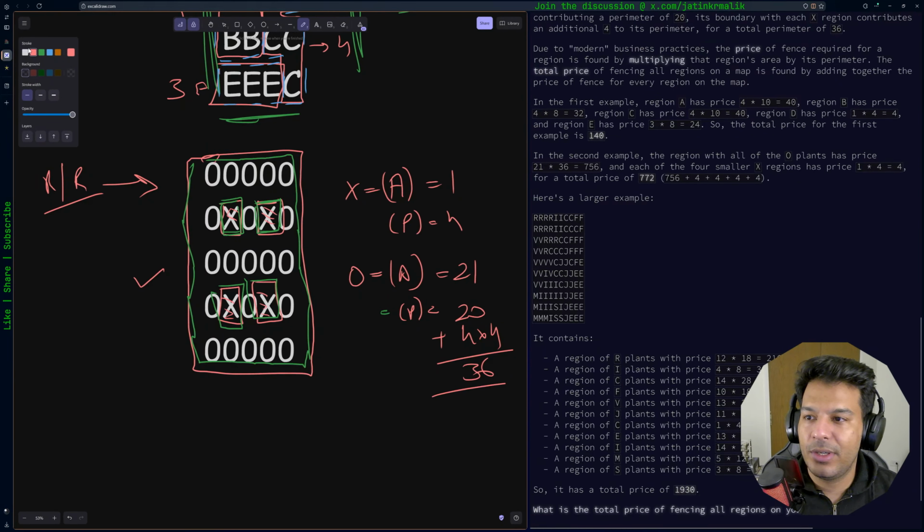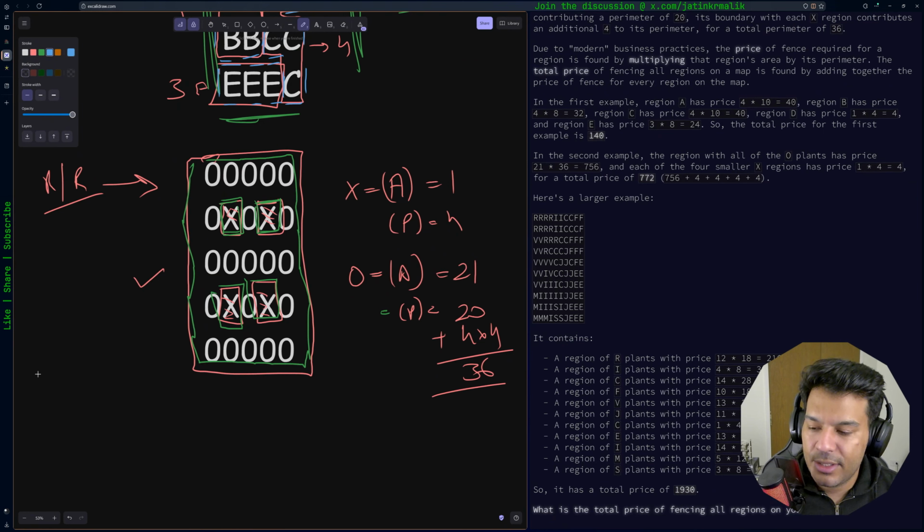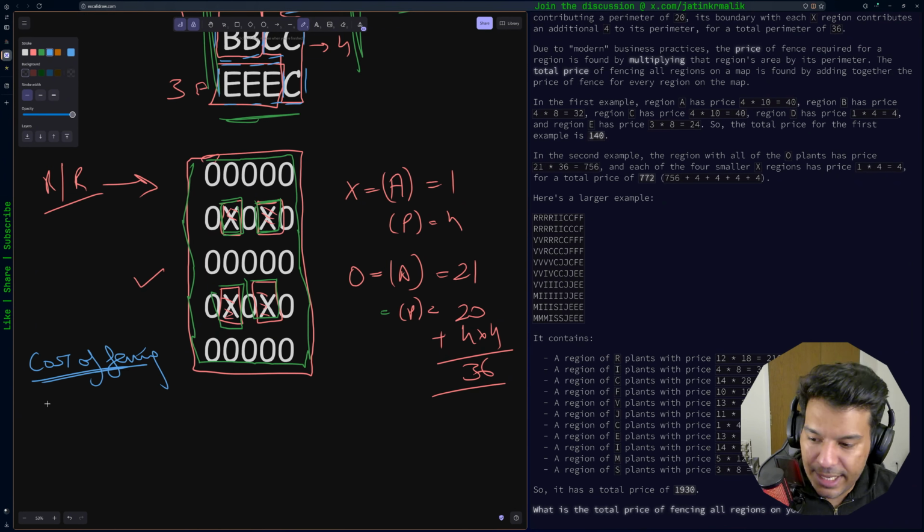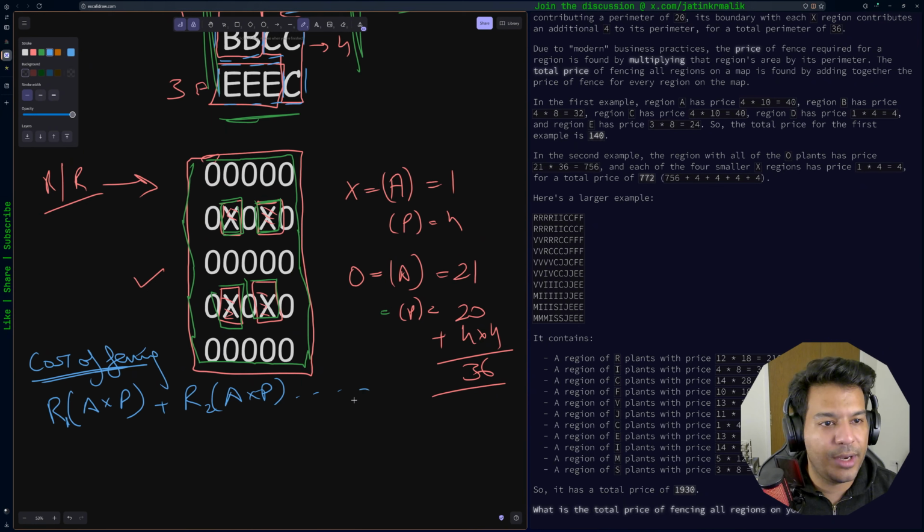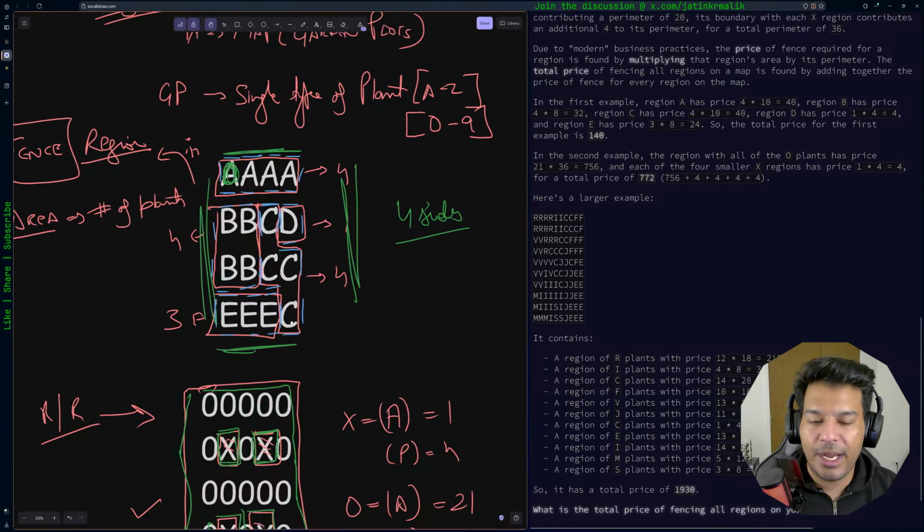Got it. So let's take another color here. Now you need the cost of fencing, the original question. The cost of fencing is that per region, we have to multiply the area by its perimeter for R1, and then for R2, you will multiply the area with the perimeter and so on. So if we go to the first example, let's go back up.